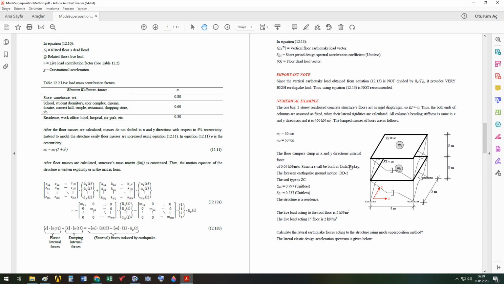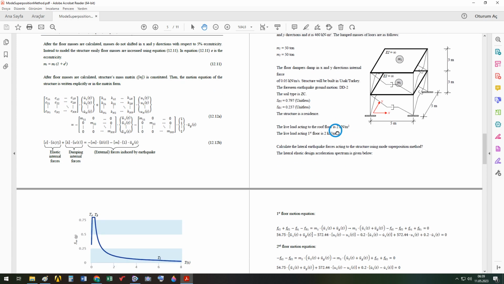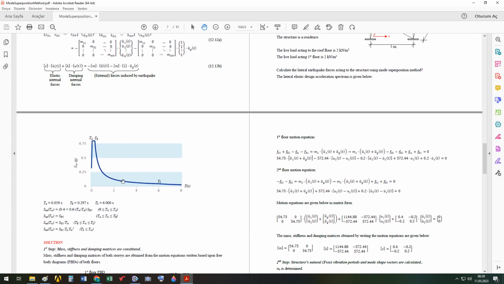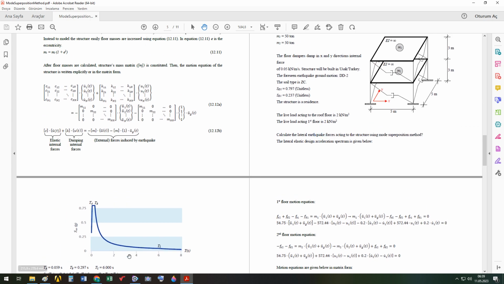This is where the structure is built. This is the earthquake magnitude. This is the soil type where the structure is built. Using these three values, the engineer goes to a website and obtains these two values and the lateral elastic design spectrum, and also these formulas and these values. They are also given in the question. The live load acting on the first and second floor is so much distributed load.